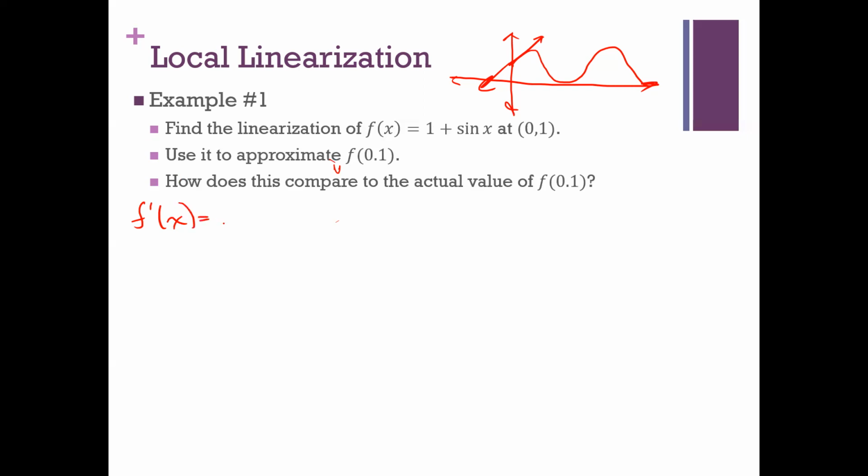Cosine x? Okay. So the derivative is cosine x. And I only care about it at a certain place. Where is that? 0. So f prime of 0 equals cosine of 0, which is equal to 1. So I have my slope.